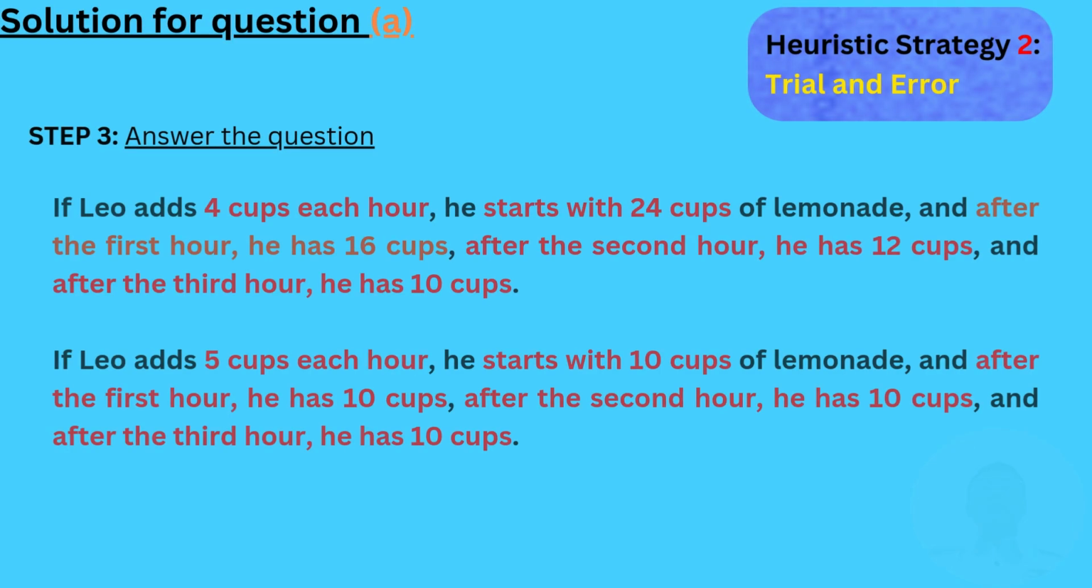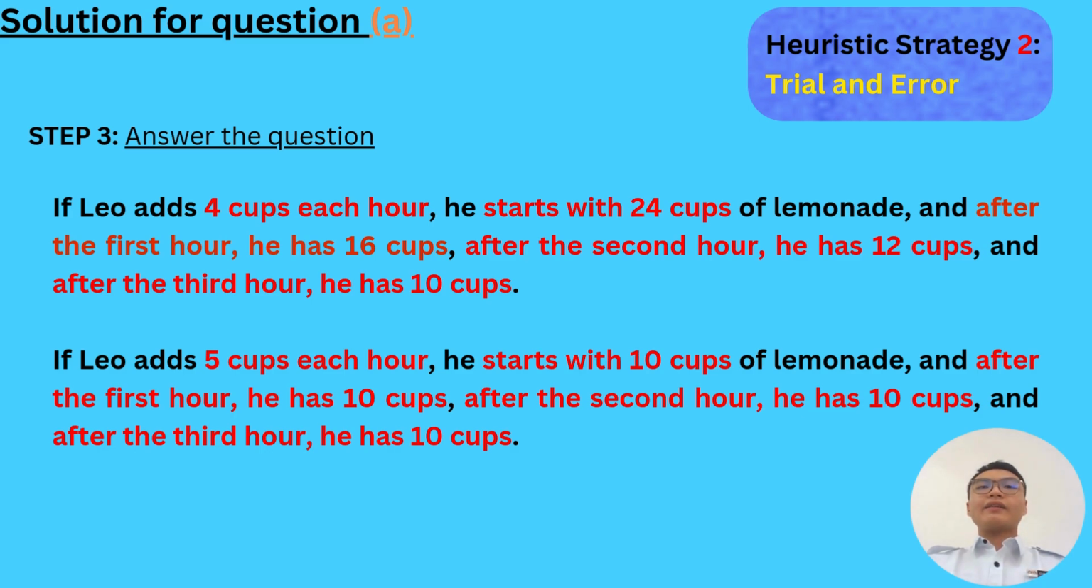For step 3, we need to answer the question. Although we already have the answer, we need to write it in a sentence. The answer is, if Leo adds 4 cups each hour, he starts with 24 cups of lemonade and after the first hour, he has 16 cups. After the second hour, he has 12 cups and after the third hour, he has 10 cups.